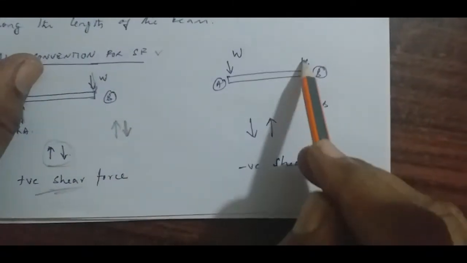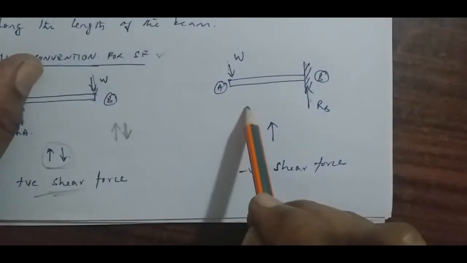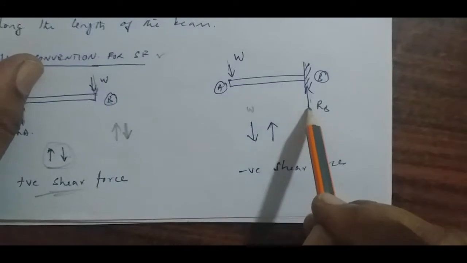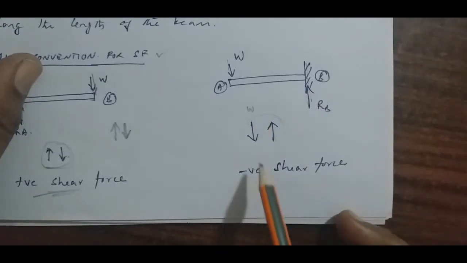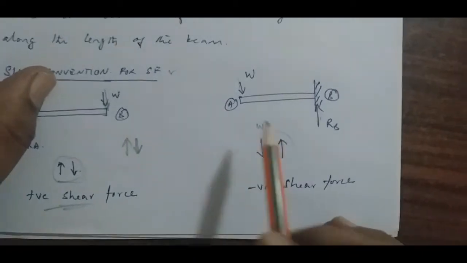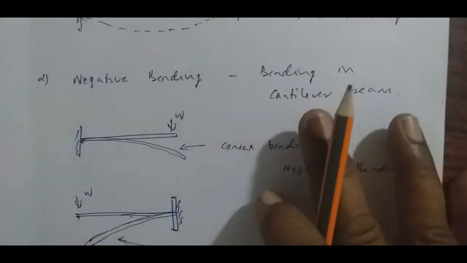If the cantilever beam is like this and the load is applied here, the load will act downward and the support will act upward. So this pattern will have a negative shear force. So this is the sign convention for the shear force.